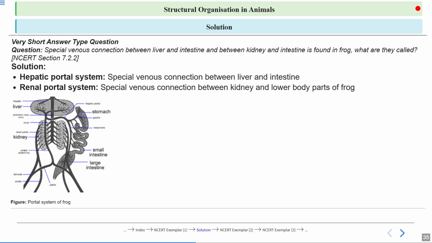And this portal vein goes where? It enters inside the liver, right? This is the formation of the hepatic portal system. Now see this renal portal system. This is a sciatic, this is a femoral, right? All the veins coming from the lower parts of the body unite together and form the renal portal vein, which goes inside the kidney.